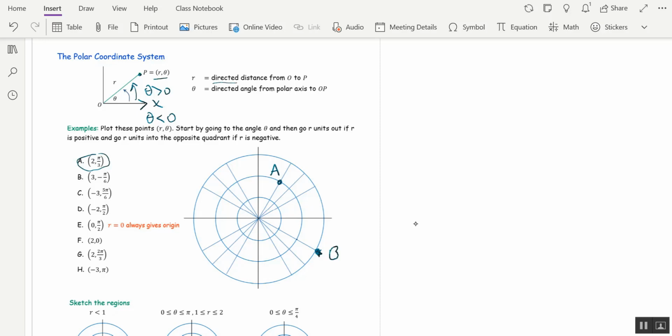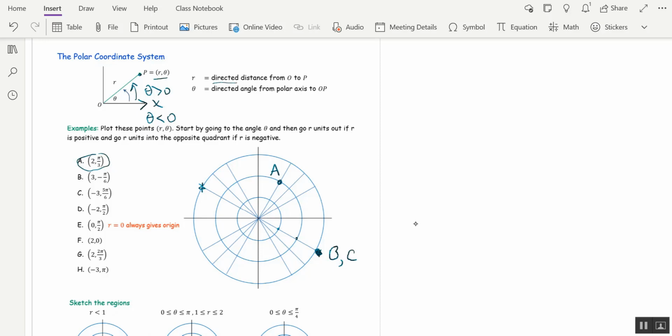All right, now here we've got negative r. Again, go to the angle first. Go to 5 pi over 6, that's here. And then instead of going 3 units out, you're going to go 3 units in the opposite direction because r is negative. So I'm going to go 1, 2, 3. So B shares a terminal side with C. B and C, well, they're the same point in the plane. So that's what r negative does. Go in the opposite direction from the quadrant that your angle is in.